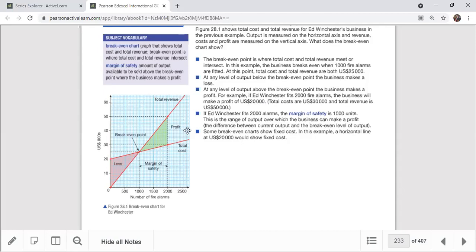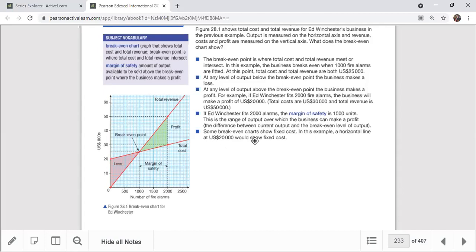And the fourth one we can find out from the break-even chart is the margin of safety. In this case, the break-even point is 1,000 fire alarms and the actual quantity is 2,000. So margin of safety, MOS, equals actual quantity minus break-even quantity. Therefore 2,000 minus 1,000, 1,000 fire alarms in excess. It's like a buffer, kind of extra. It's important, right?